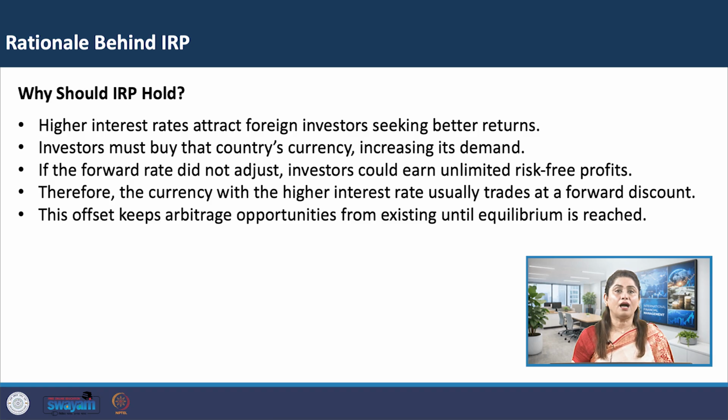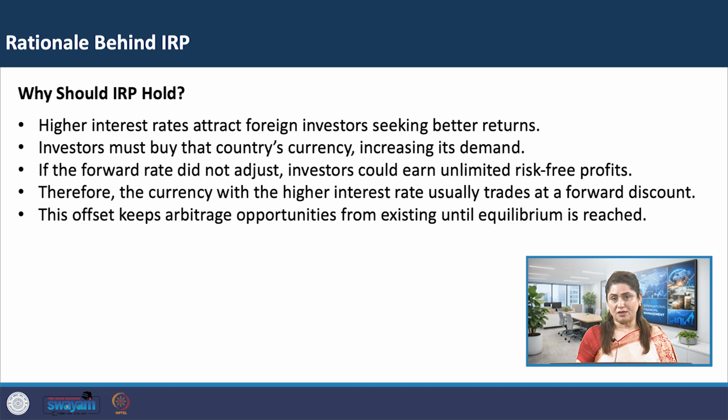A country with a higher interest rate will usually see its currency trade at a forward discount. So the extra interest earned is offset by an expected fall in the currency value. The discount keeps growing until it exactly offsets the interest rate advantage. At that point, the extra interest earned in the US is completely cancelled out by the unfavorable forward exchange rate.